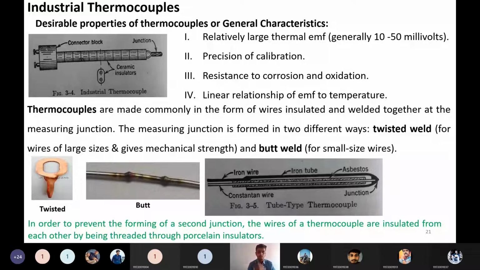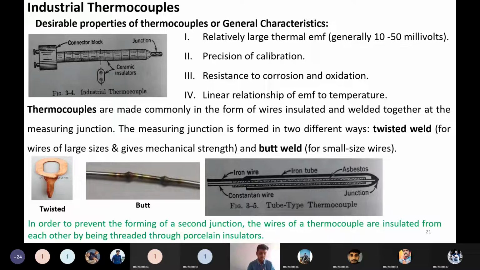Together with this corrosion and oxidation, thermocouples are usually made to operate with standard instruments, with calibration charts and scales. Because of this interchangeability, with the calibration chart and the standard instrument, the thermocouple can be a reliable and interchangeable source which can be used very widely in industrial operations.